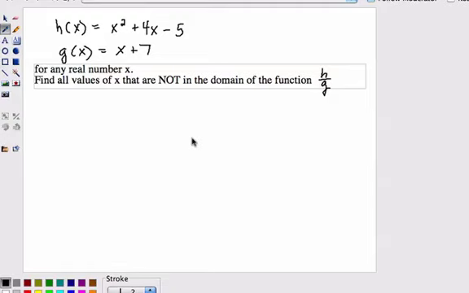In ALEKS, there is a topic titled Quotient of Two Functions. Now, in this problem, they're going to give you two functions. They actually ask you to find all the values of x that are not in the domain of the function h divided by g. So, first of all, you need to know what the word domain means.